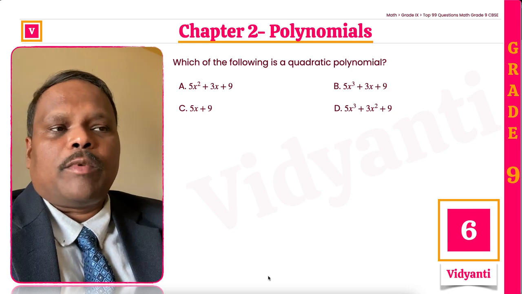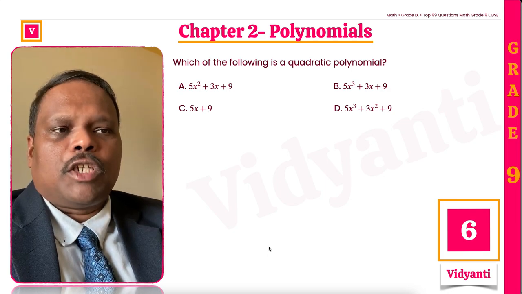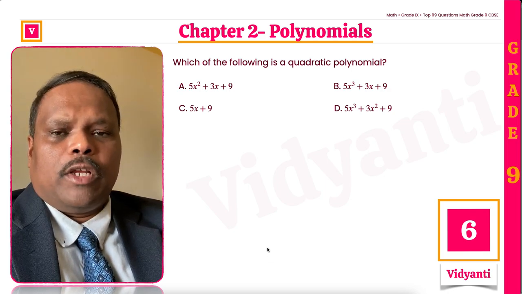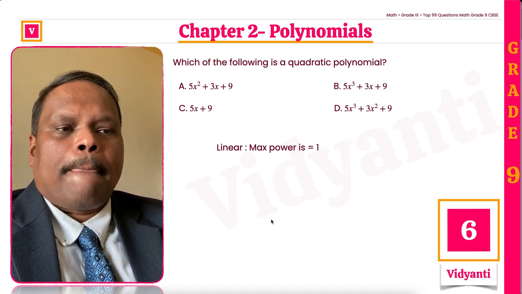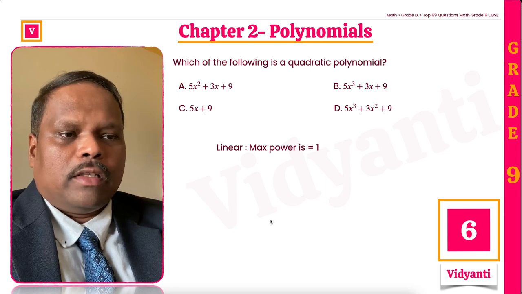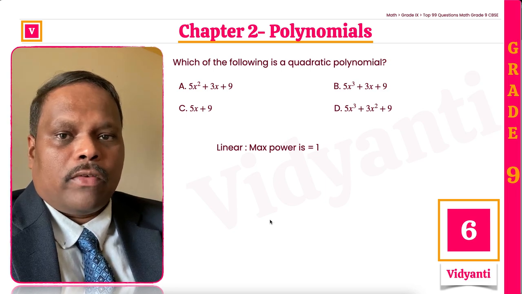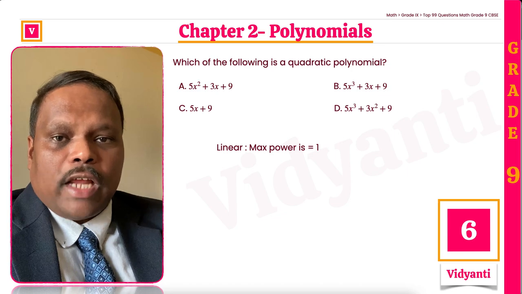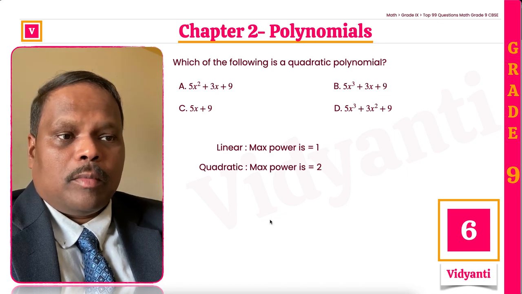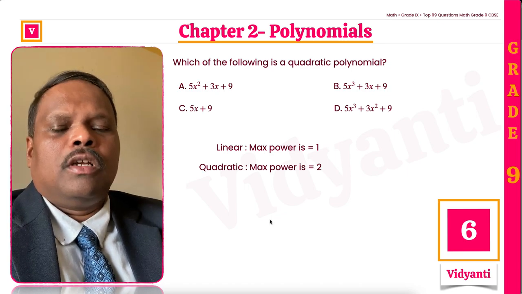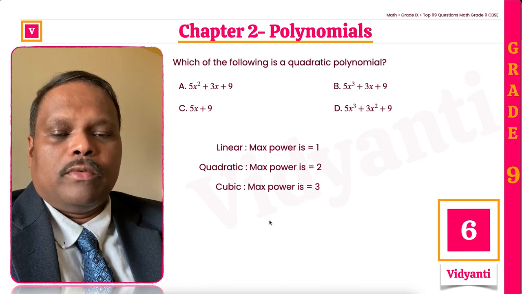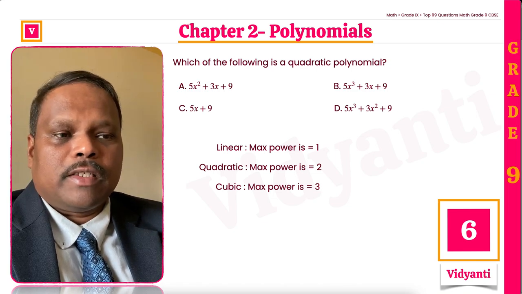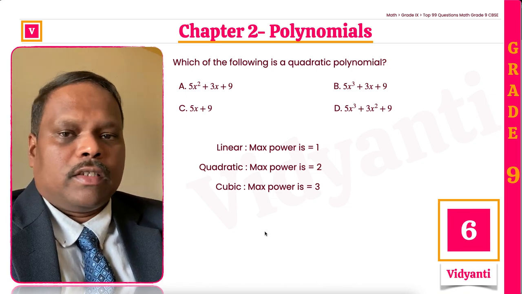Let's go to the next chapter, polynomials. This is chapter 2. Which of the following is a quadratic polynomial? Now we need to get our terminology straight. When we say linear polynomial, that means the maximum power of x is just 1. As opposed to that, if you say quadratic polynomial, the maximum power is 2, then we can go higher as cubic polynomial and so on. So here the question is quadratic polynomial, which is in the form of ax square plus bx plus c. The maximum power of x is just 2.